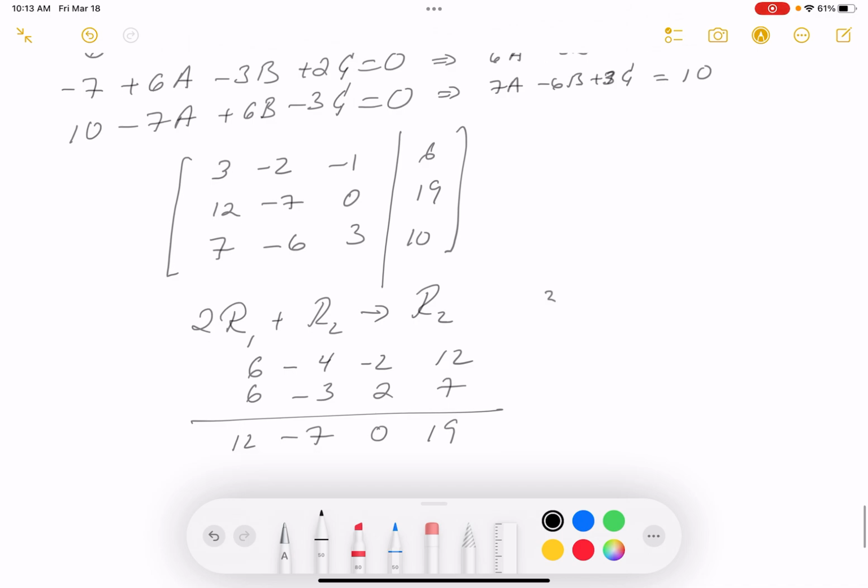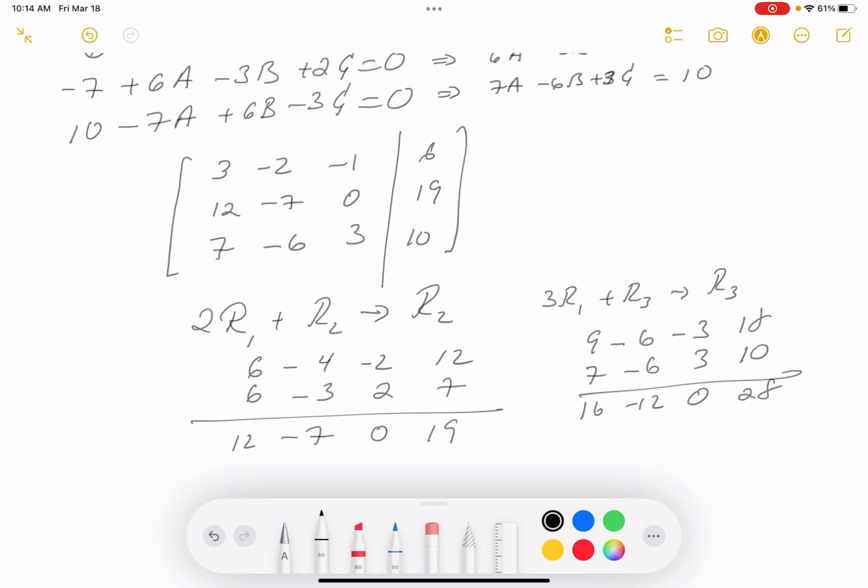I'm going to do 3 row 1s plus row 3 and give it to row 3. Let's write that down. 9, minus 6, minus 3, 18, and row 3 is 7, minus 6, 3, and 10. You're going to get 16, minus 12, 0, and 28. I'm going to write that down now.